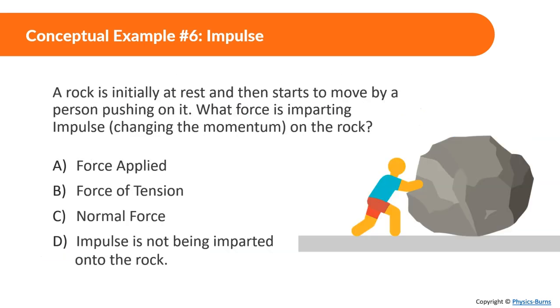Alright, next question. Example number 6. A rock is initially at rest and then starts to move by a person pushing on it. What force is imparting impulse, changing the momentum on the rock? Force applied, force tension, normal force, impulse is not being imparted onto the rock. The answer is force applied. So there is no tension. There is a normal force over here, but the normal force is not changing its momentum. What's changing its momentum is the force applied. So that's why impulse is imparted by the force applied.